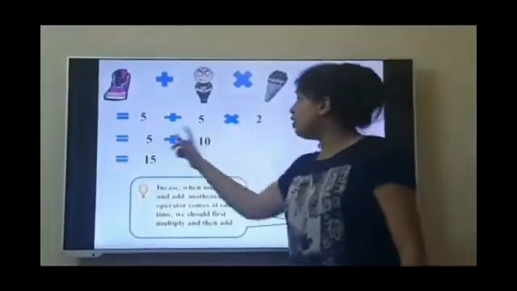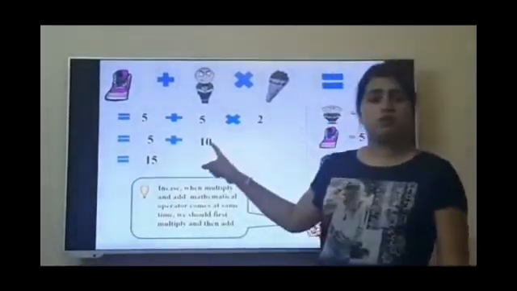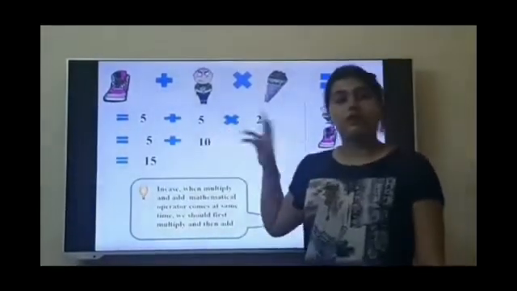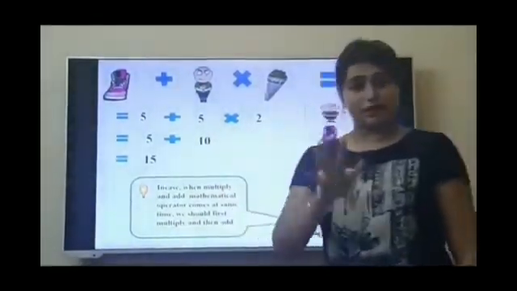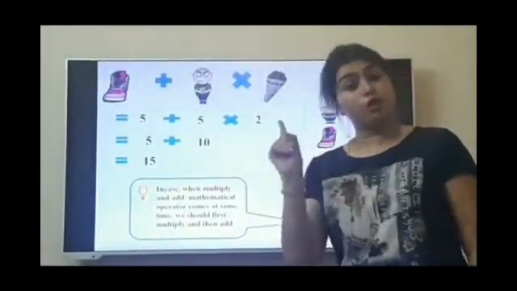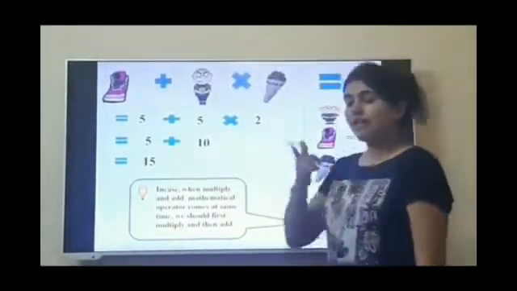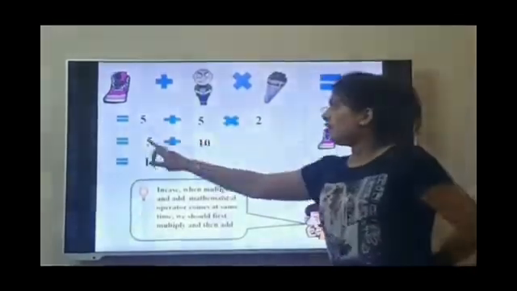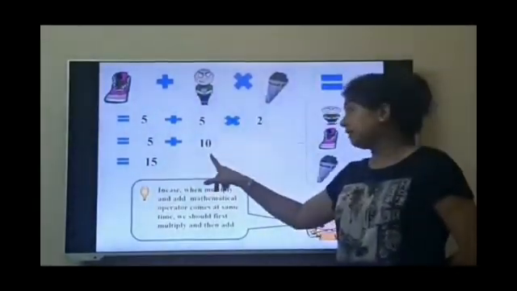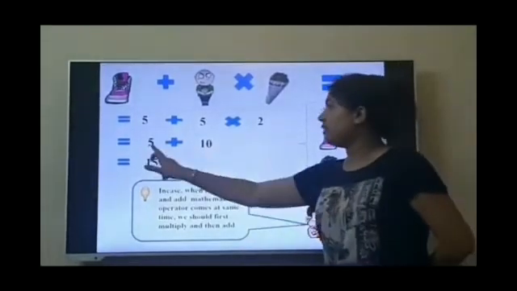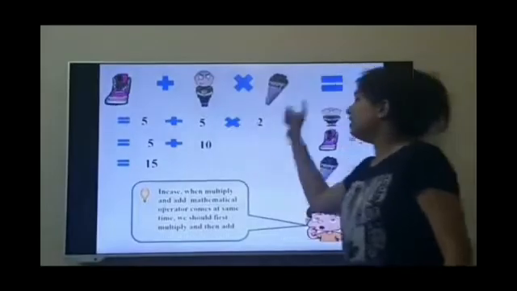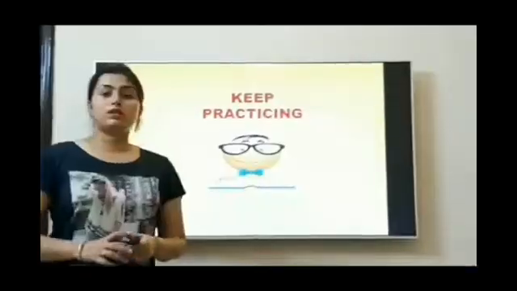Students, I can see 2 operators over here. The one is plus, the other one is multiply. When these 2 operators come at the same time, then you have to multiply first according to the BODMAS rule. So firstly I have to multiply. Copy down 5 same, plus sign, 5 times 2 is 10. The answer is 10. Now 10 plus 5 is 15. So the value of this expression is 15.